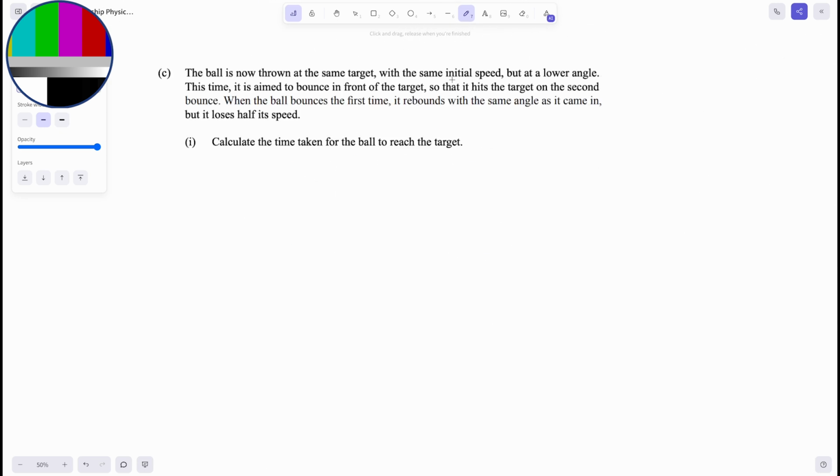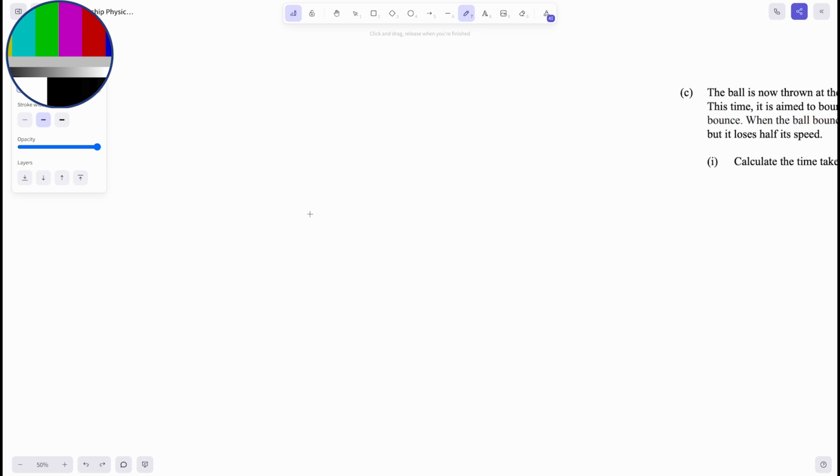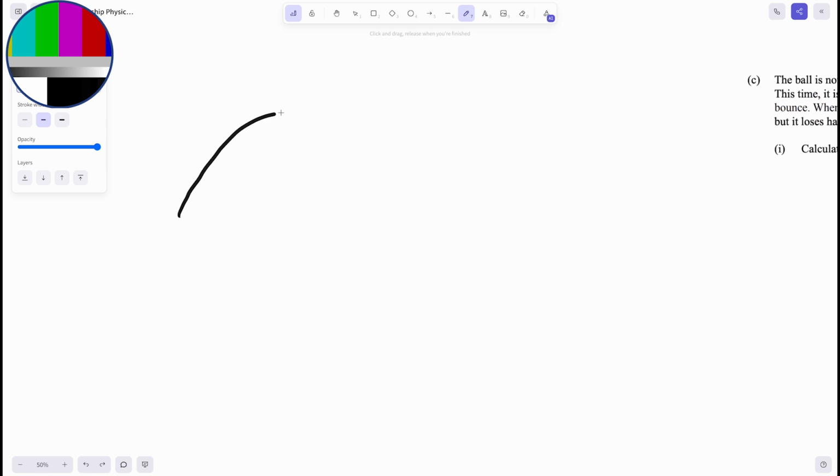The ball is now thrown at the same target with the same initial speed but at a lower angle. This time it is aimed to bounce in front of the target so that it hits the target on the second bounce. When the ball bounces the first time, it rebounds with the same angle as it came in, but loses half its speed. Calculate the time taken for the ball to reach its target. So now during this situation, we have a ball being thrown, it bounces on the ground, and it hits the target on the second bounce.